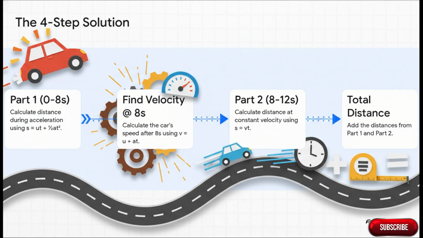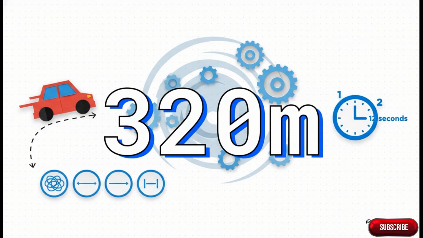Perfect. For part 2, the car travels at that constant speed for the next 4 seconds. For that, distance is just velocity times time. So 40 times 4 gives us another 160 meters. Now all we have to do is add them up. And the grand total distance is 320 meters. See? When you just break it down into smaller pieces, even a problem that looks complicated becomes totally manageable. That's the real secret to acing physics.